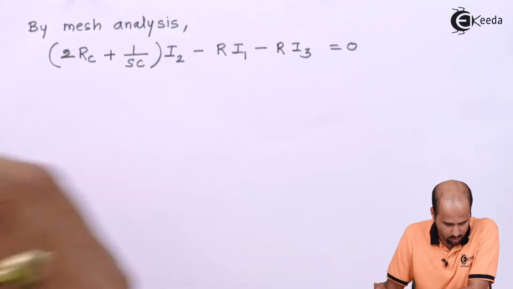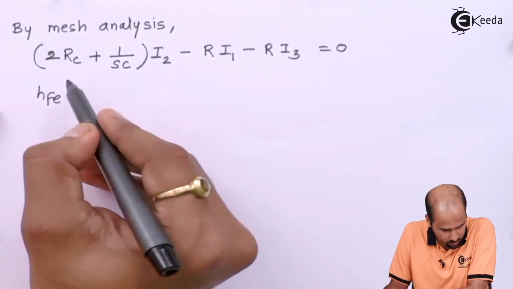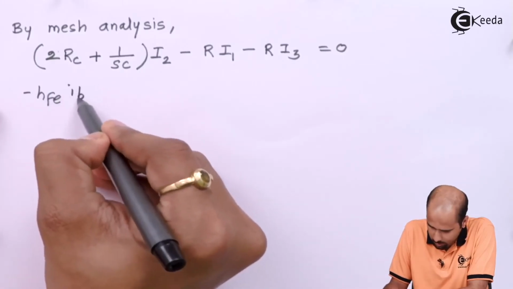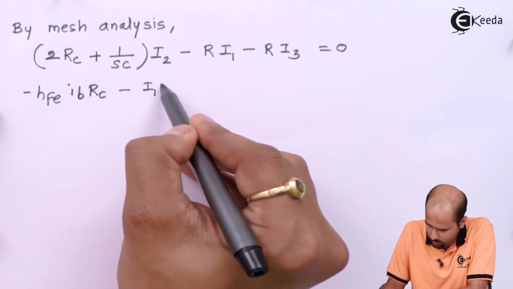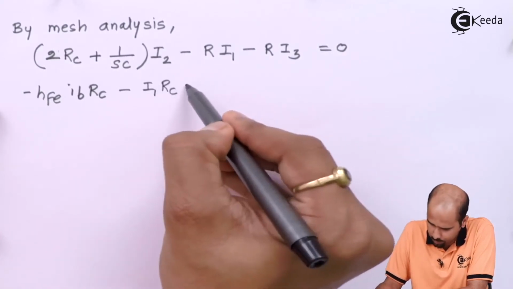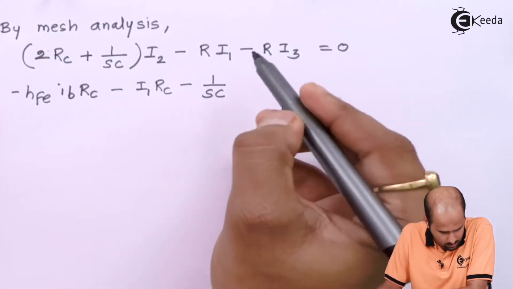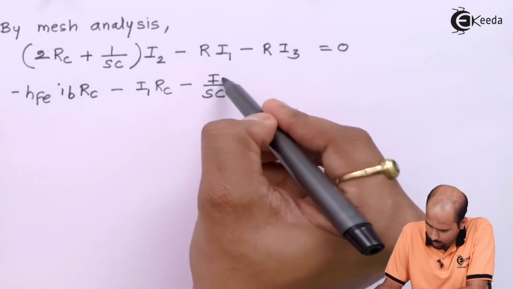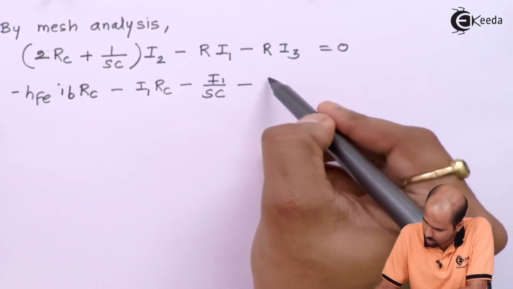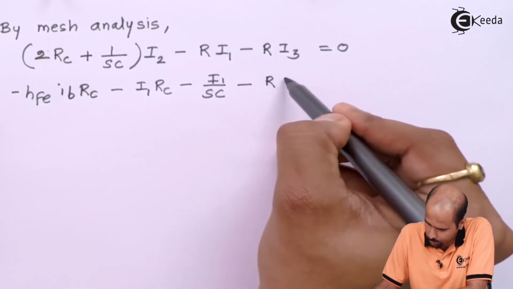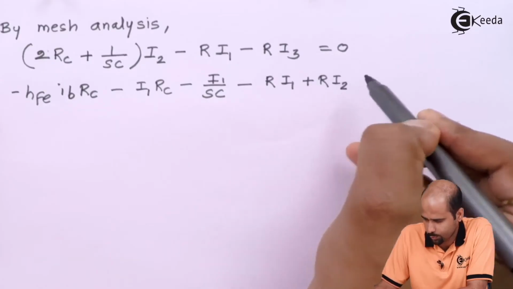The second equation, I will do HFE IB RC minus I1 into RC minus 1 upon SC into I1 minus R into I1 plus R into I2. So very simple.